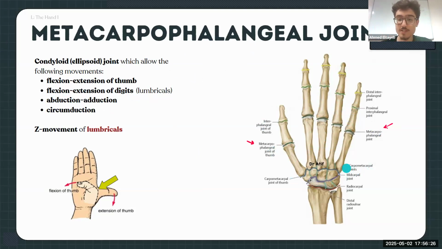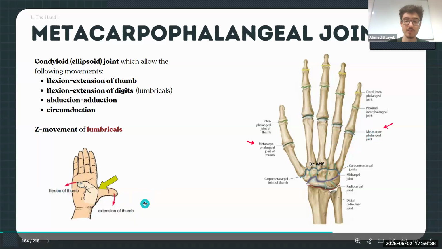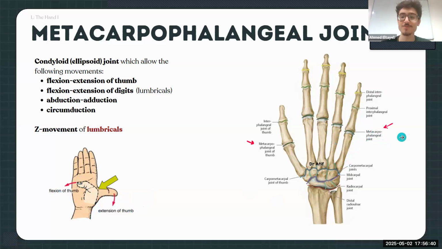Once again, what did we say this joint is? It's a saddle joint. What did we say these are? Plain joints. These are condyloid ellipsoid joints. And this is how flexion and extension of the thumb would look like. Okay? As our friend Ahmed showed us.